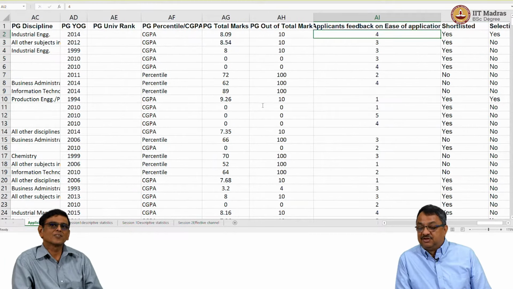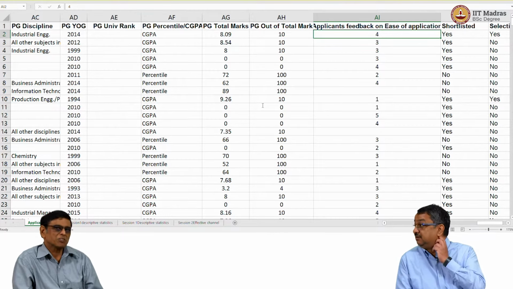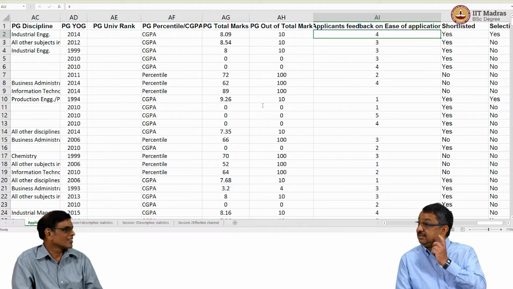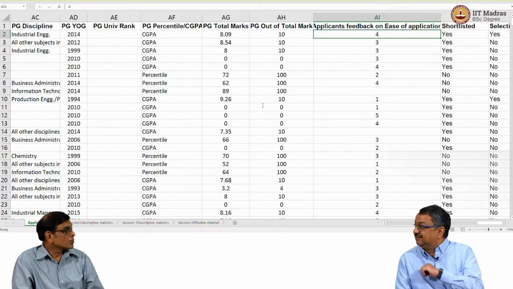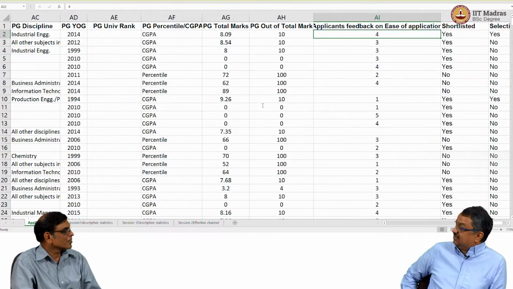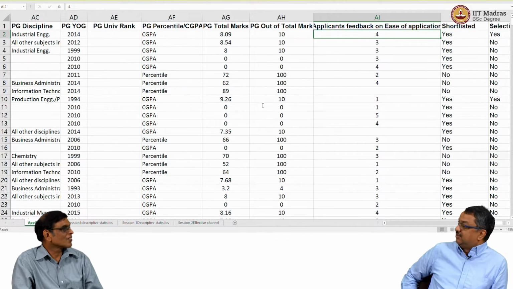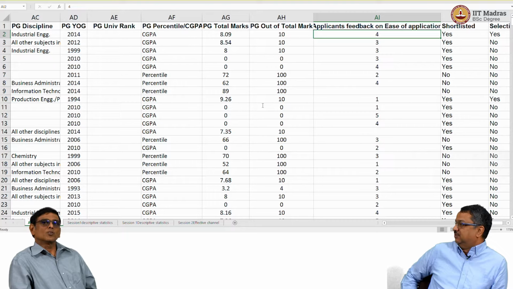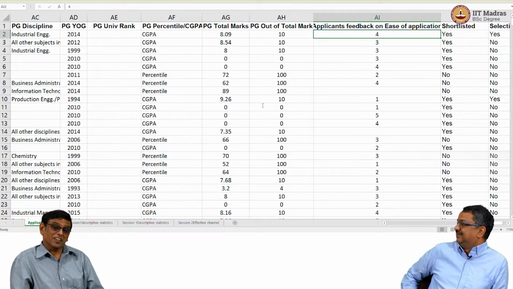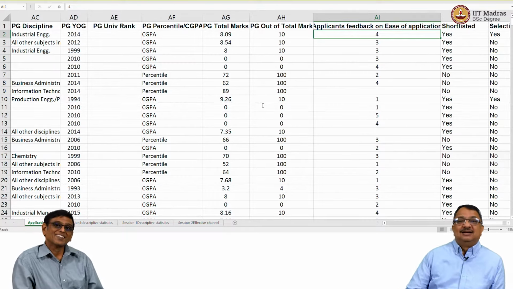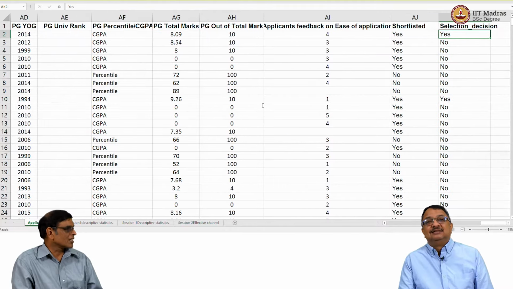Then applicant's feedback on ease of application. How easy was it for the applicant? This is not relevant for selecting, but it is relevant for finding out how good a channel is. Oh, I see. If it is difficult to apply, then it is possible that a good candidate may just decide not to apply because it's too painful to fill in that form. Okay, so it's relevant. I didn't realize. So you're using user feedback to decide the channel effectiveness.